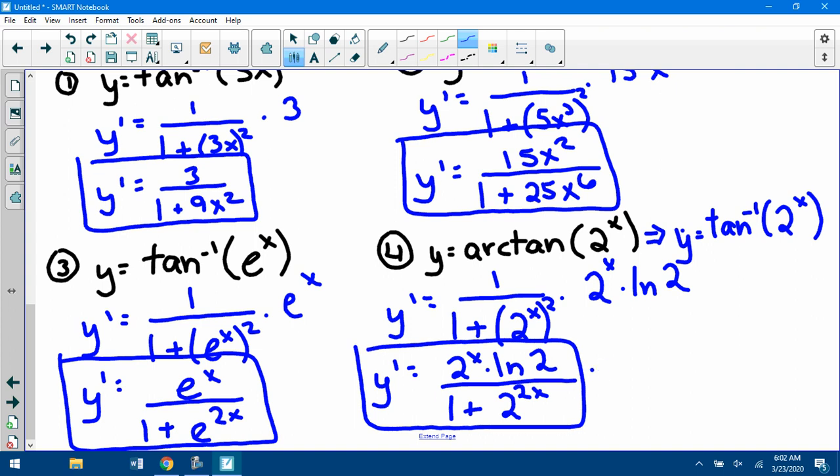If they wanted to be annoying, they could always say 2 to the x times ln of 2 all over 1 plus 4 to the x. Just realize that that's the same. I could do 2 squared, 4, and then leave it to the x power. Okay. Questions on derivatives? Don't see any hands, so I'm going to go on to my last part of today, which is integrals. Make a new page.